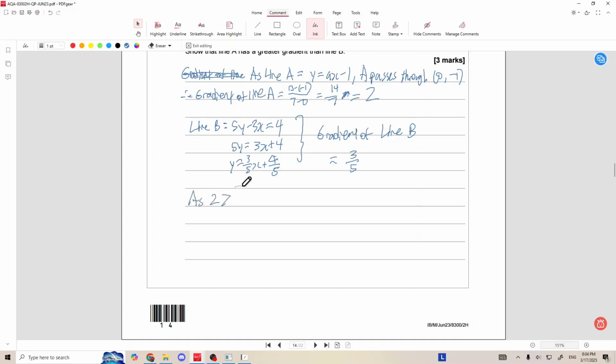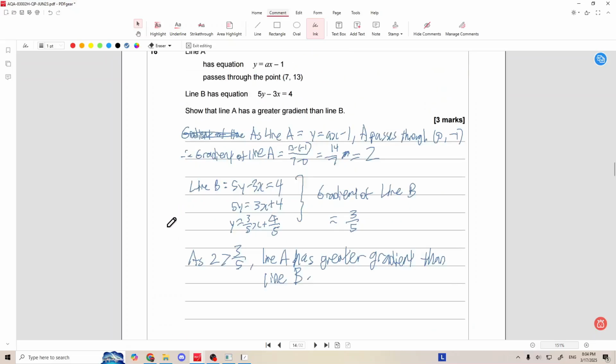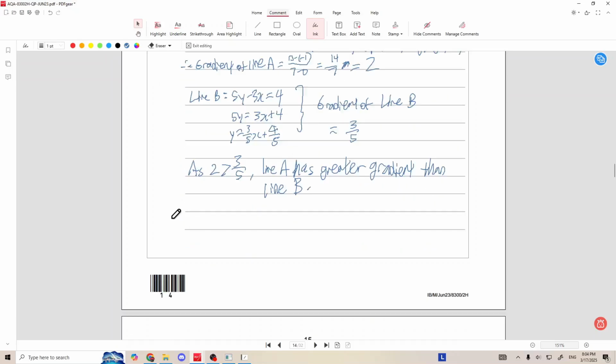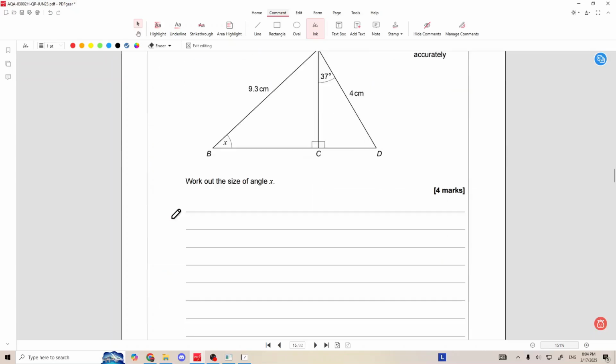3 over 5. As 2 is greater than 3 over 5, line A has greater gradient than line B. Okay, a few problems with writing there, but I've noticed this paper requires a lot of writing compared to the last one, so yeah.